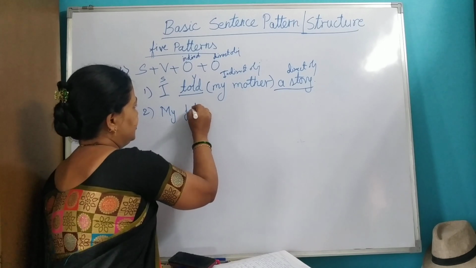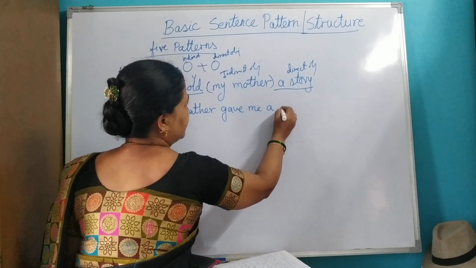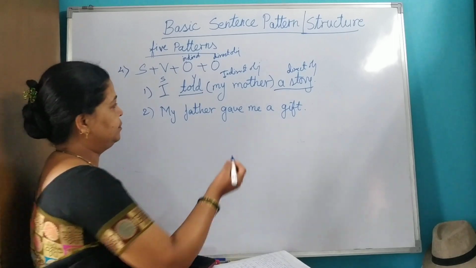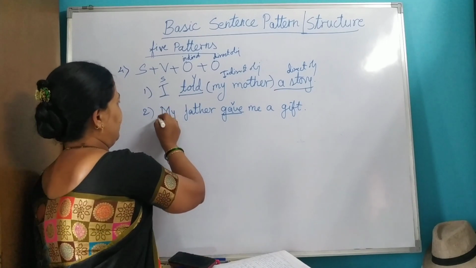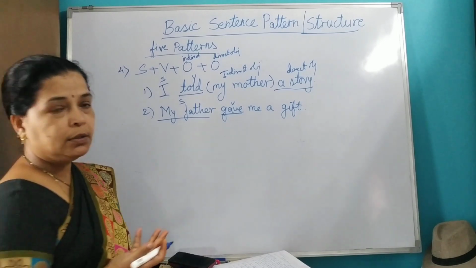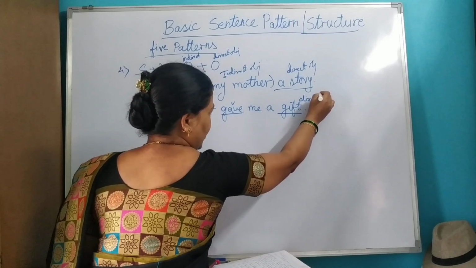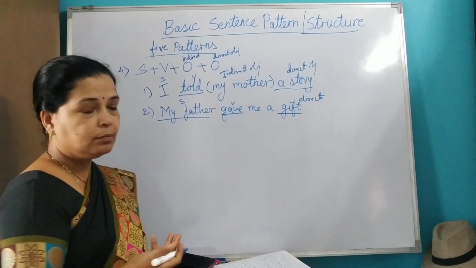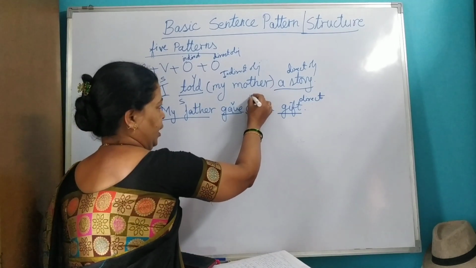Second example. My father gave me a gift. Okay. Which is the action word? Gave. Who gave? My father. This is a subject. Gave what? A gift. So gift, answering the question what, is the direct object. Gave a gift to whom? To me. So me is indirect object.